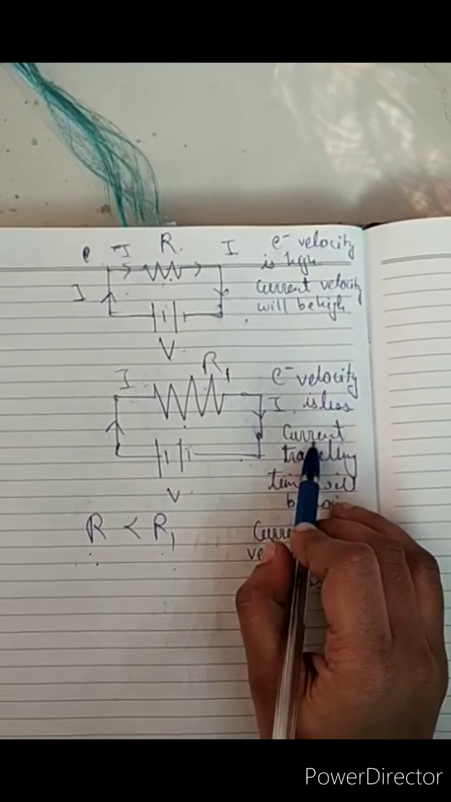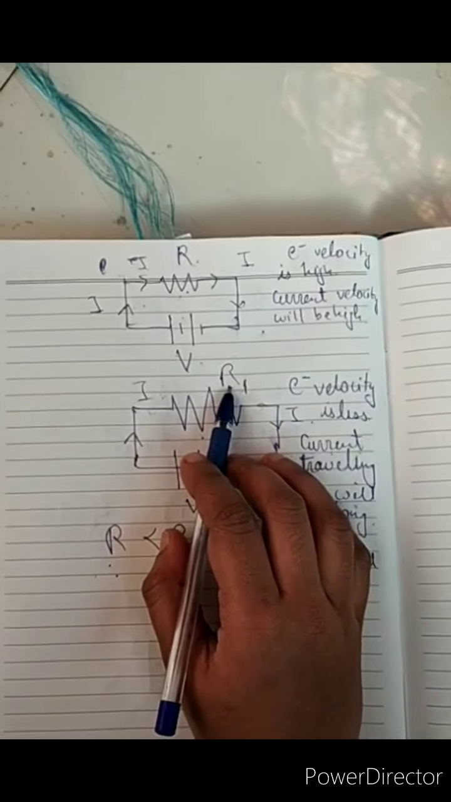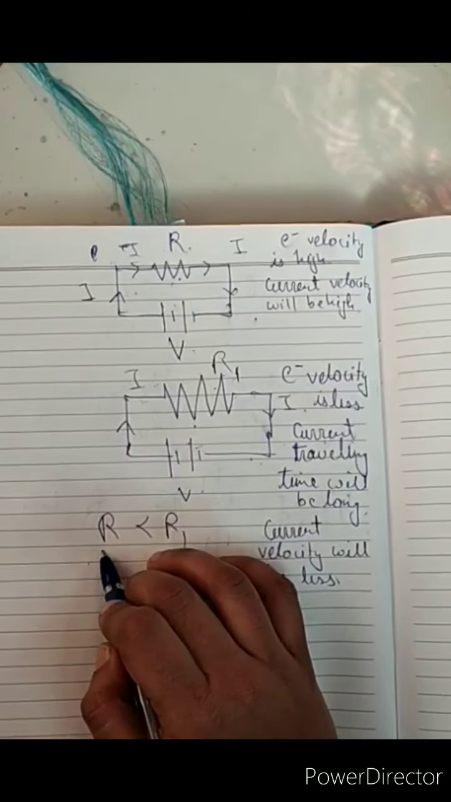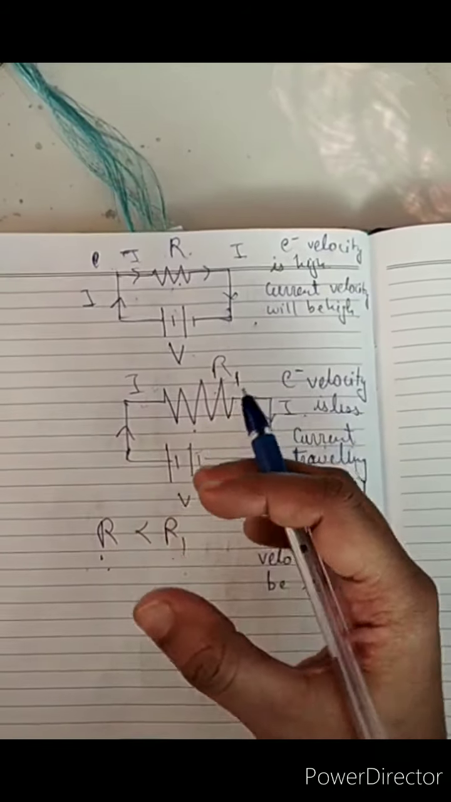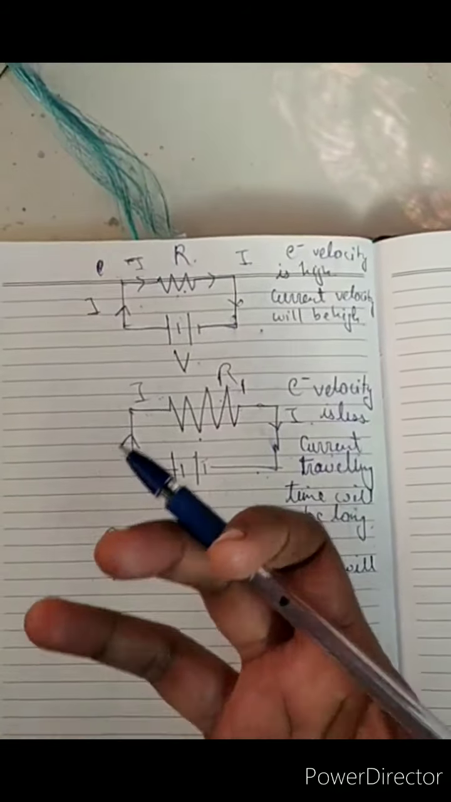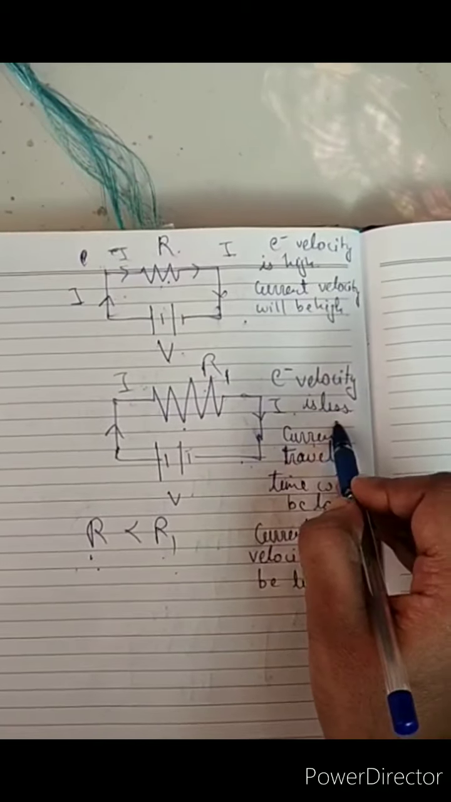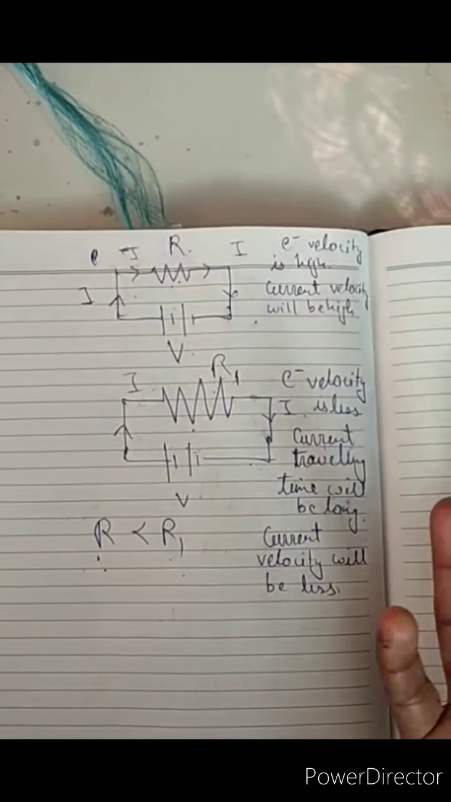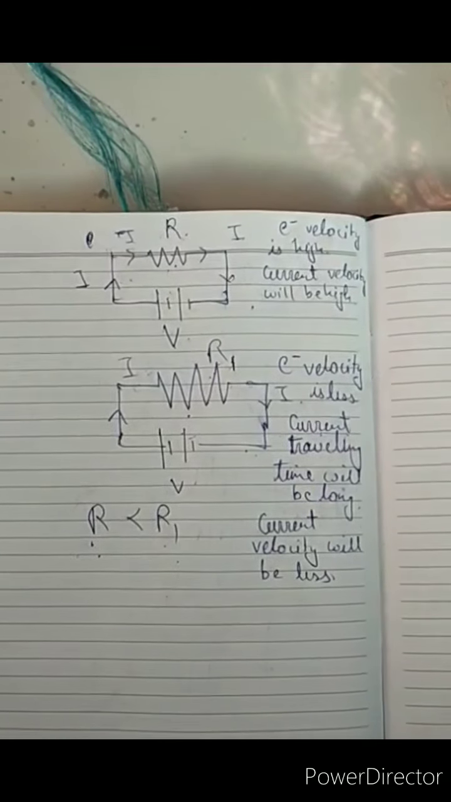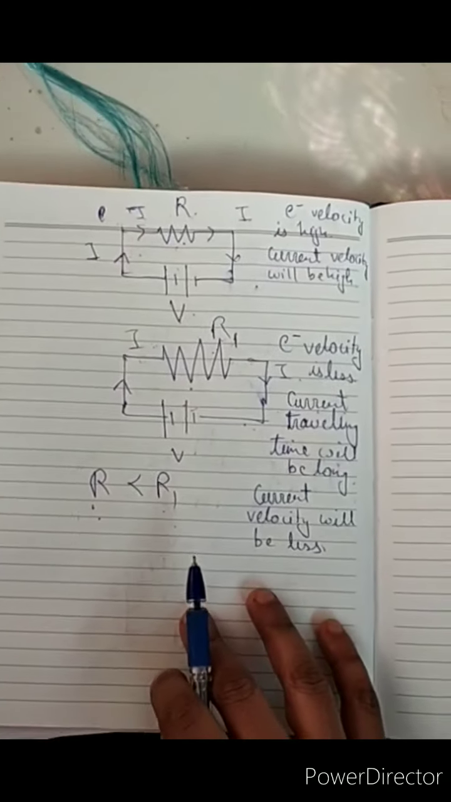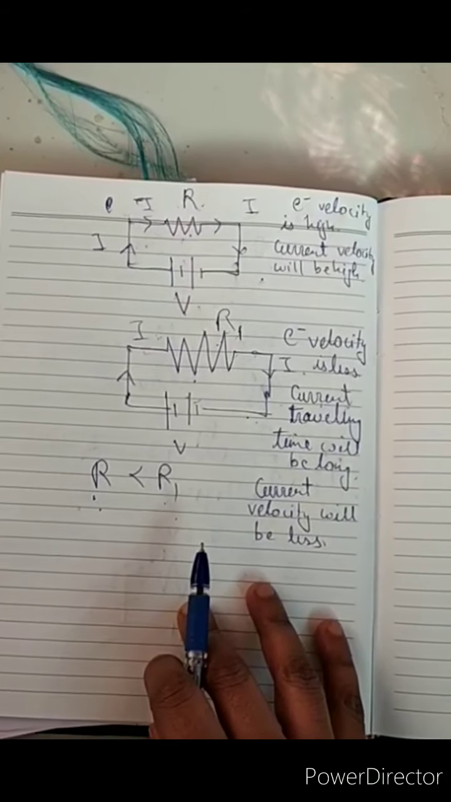But now what happens here? Since the resistor is very high compared to R, it will offer more resistance to the electron traveling from one end to the other. So electron velocity is less, current traveling time will be longer, and current velocity will be less, of course. So this is all about current and resistor.